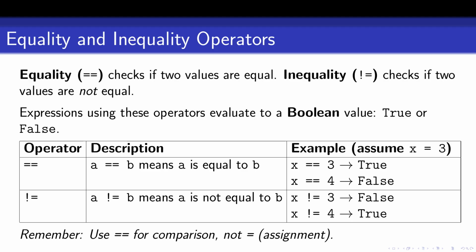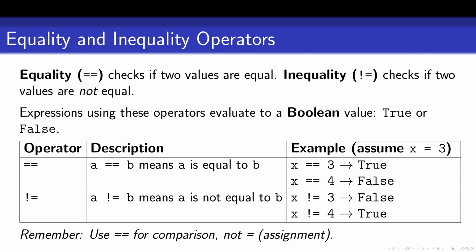Now we look more closely at the equality and inequality operators available in C. These include equals equals for equality and exclamation point equals for inequality. These operators are essential for making decisions in code, especially inside if-else-if and while statements. Each one compares 2 values and returns either true or false.